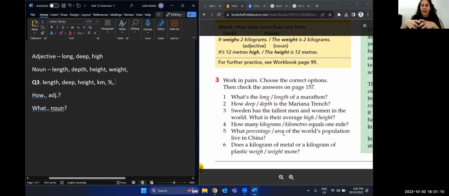Because I don't want to know the size of the land that's in China. I want to know how many people. What's the percent out of 100? And the last one, does a kilogram of metal or a kilogram of plastic weigh? Yep, weigh.